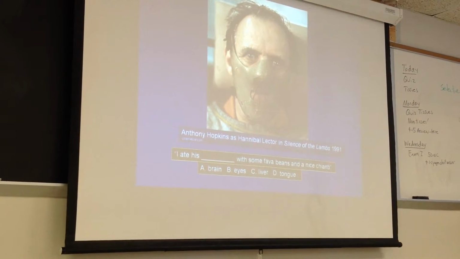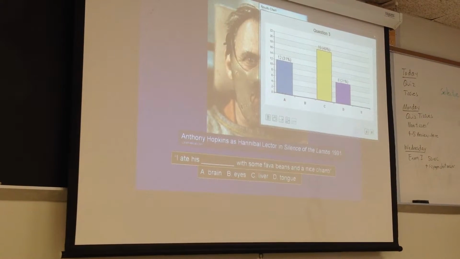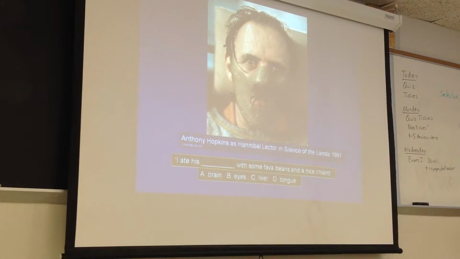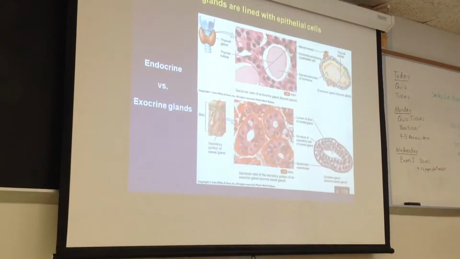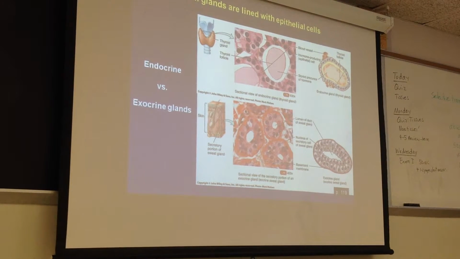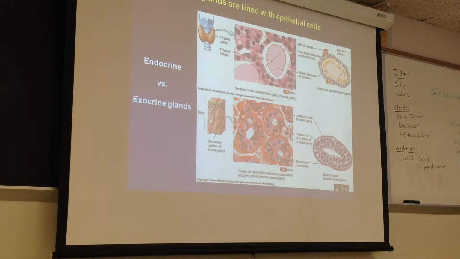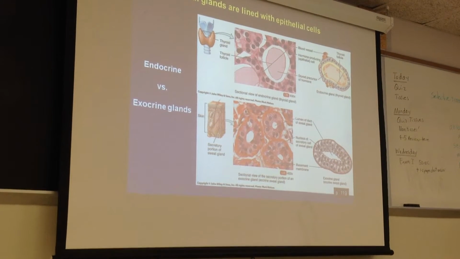Strange clicker question, but nonetheless, a few of you apparently are fans of this one and know it was liver. Well, yeah, liver. And it turns out liver is a gland, and glands are made up of epithelial tissues, or at least mostly of epithelial tissues. So let's talk about glands just for a couple of minutes. We often distinguish between endocrine and exocrine glands. They're both made up of epithelial tissues. They both produce something.